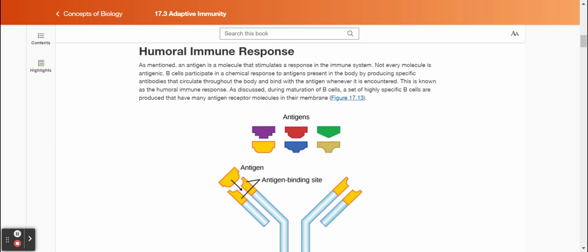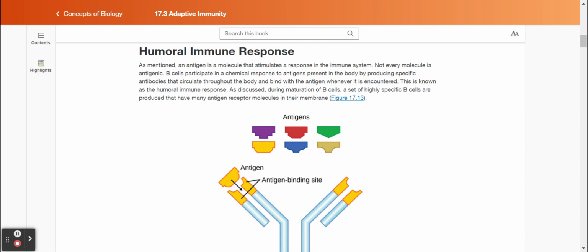Humoral immune response. As mentioned, an antigen is a molecule that stimulates a response in the immune system. Not every molecule is antigenic. B cells participate in a chemical response to antigens present in the body by producing specific antibodies that circulate throughout the body and bind with the antigen whenever it is encountered. This is known as the humoral immune response.